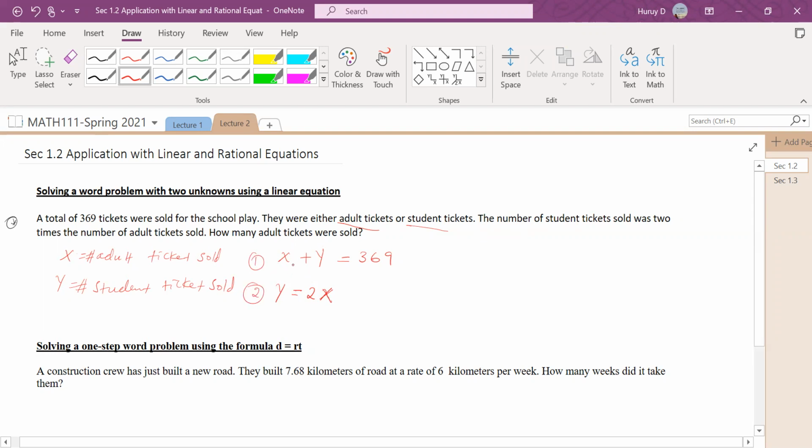If we remember how to solve simultaneous equations, then we can use substitution or elimination. If I substitute this one in equation 1, we substitute 2x in place of y. So we get x plus, instead of y now I will put 2x, equals 369. Now we add these because they are like terms. Both of them have x. Therefore, this becomes 3x.